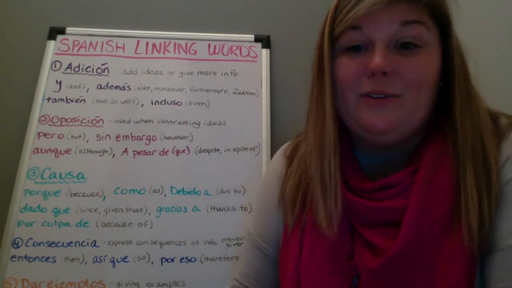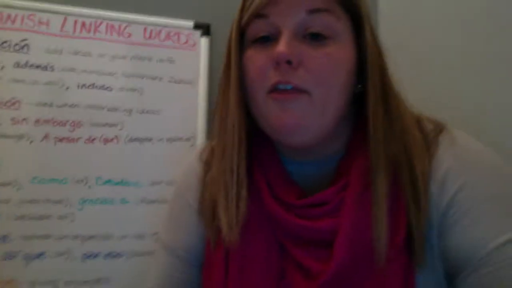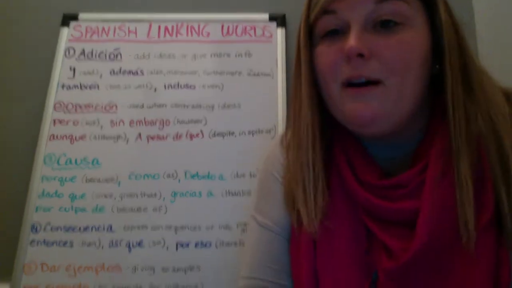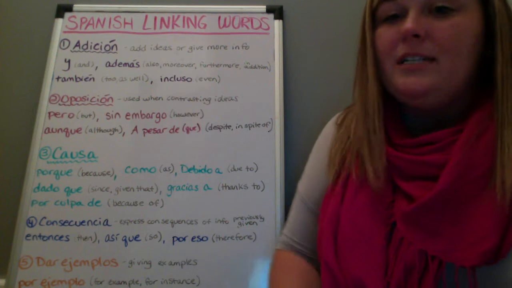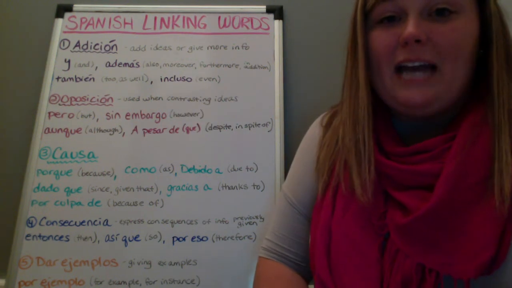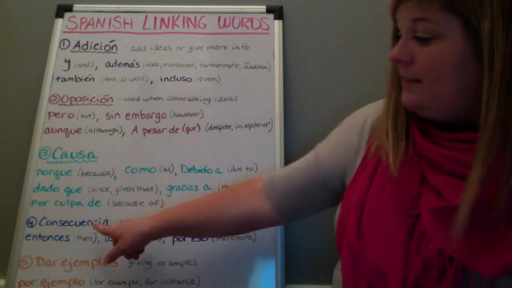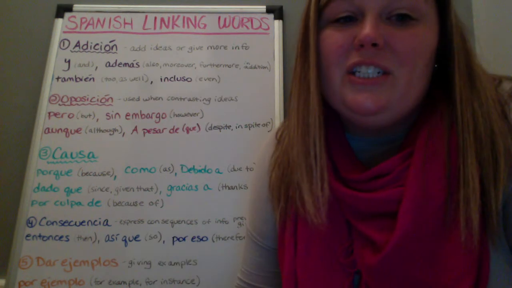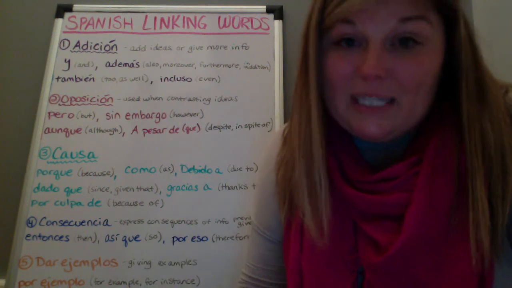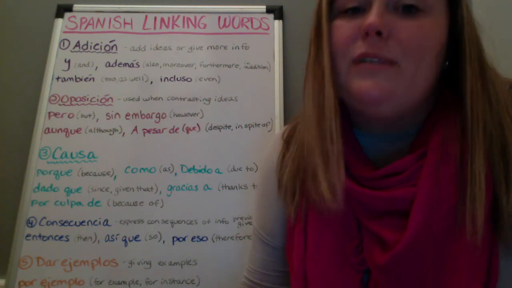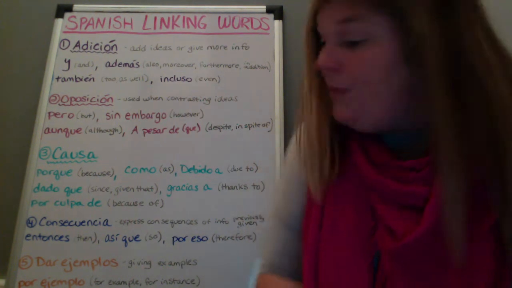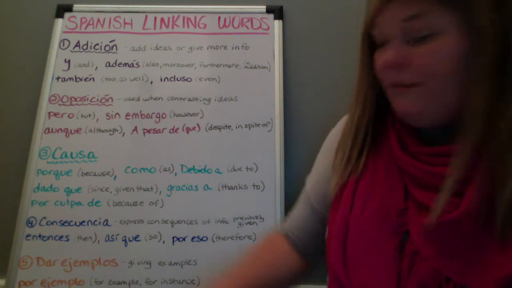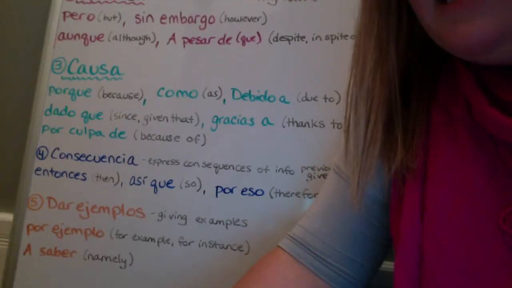All right, so this brings us to our fourth type of Spanish linking word, and this category is the category of consecuencia. See? And for consecuencias, these connectors are used to express the consequences of the information previously given. See? And the first one that I have here for you is entonces.